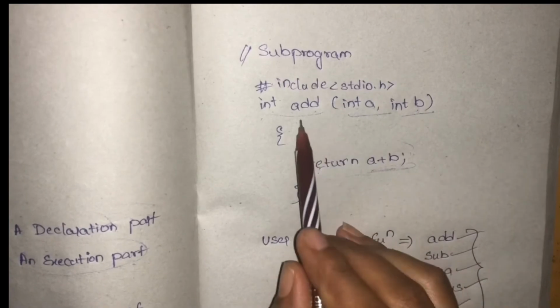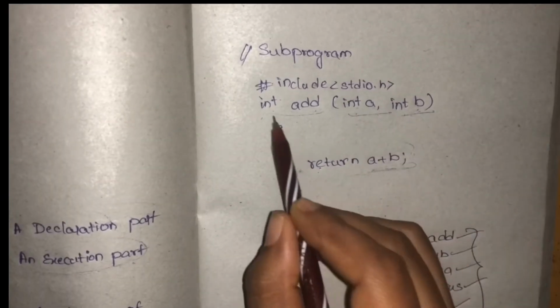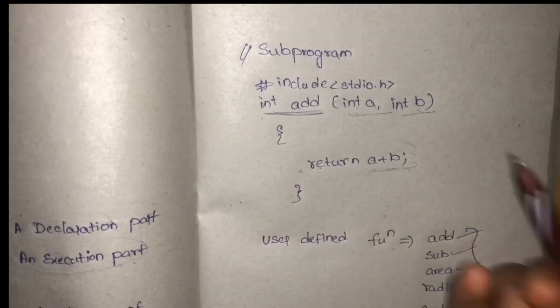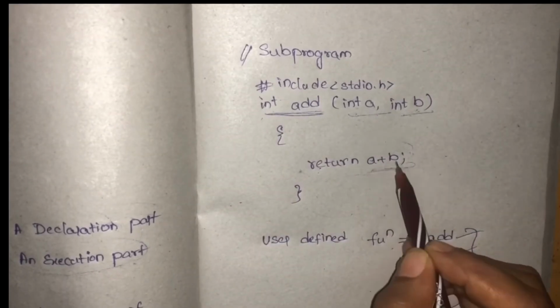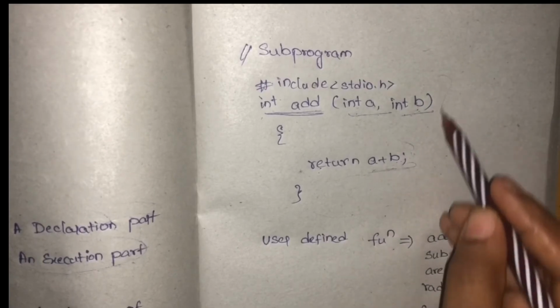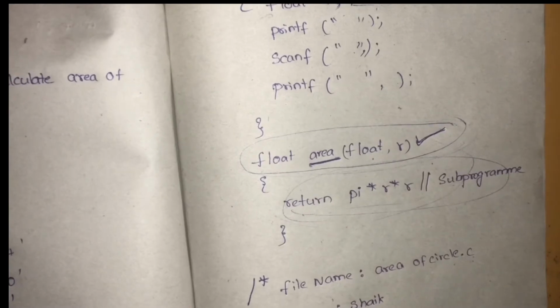Here we need to add some variables, that is a, b. These are arguments and this one is the return value. We need to return an integer value, the sum of two variables, a plus b. This is one kind of subprogram and this is another kind of subprogram. We will write different types of subprograms in upcoming videos.